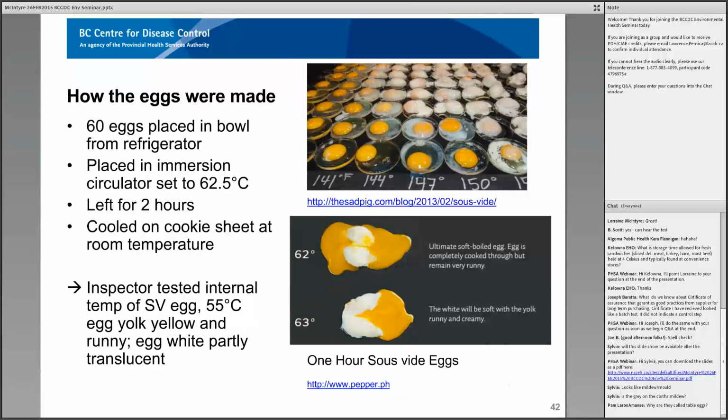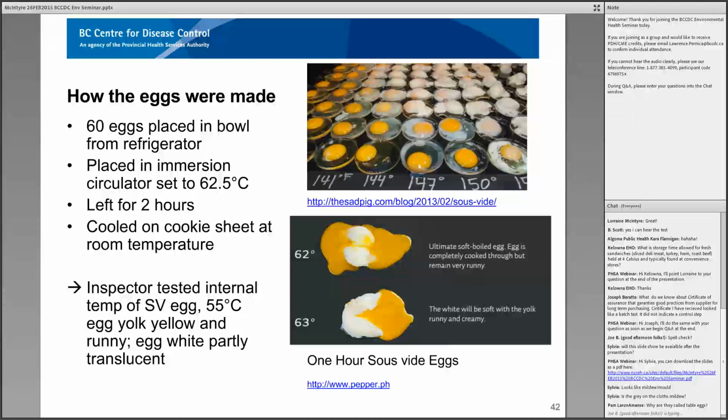Okay, so how are the eggs made? Well, this is what the operator did. He put 60 eggs that were in the refrigerator into a stainless steel bowl, put the bowl into his immersion circulator, left them for 2 hours, and then he cooled them on a cookie sheet at room temperature.